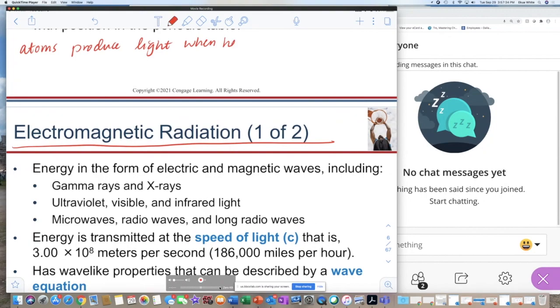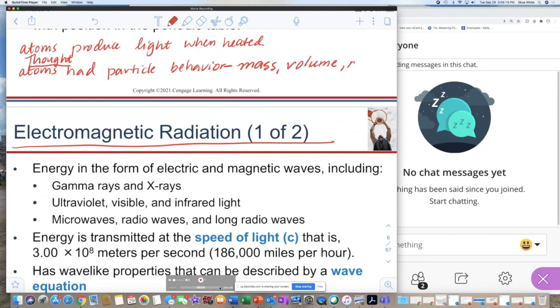So atoms produce light when heated. So they noticed that, okay, contrary to what they thought. So up until this point, scientists just thought that atoms had particle behavior. So I'm going to give you just the overall evidence. So how do you decide that the atom has particle behavior if it has certain properties? Okay, so here's how it works. You're working with the element, you're working with the atom or the compound. And then they noticed that since the atoms tend to have a very specific mass, they occupy volume or even have their own volume, and then they have momentum or they have speed. They're like, okay, these are the kind of properties that we give particles.